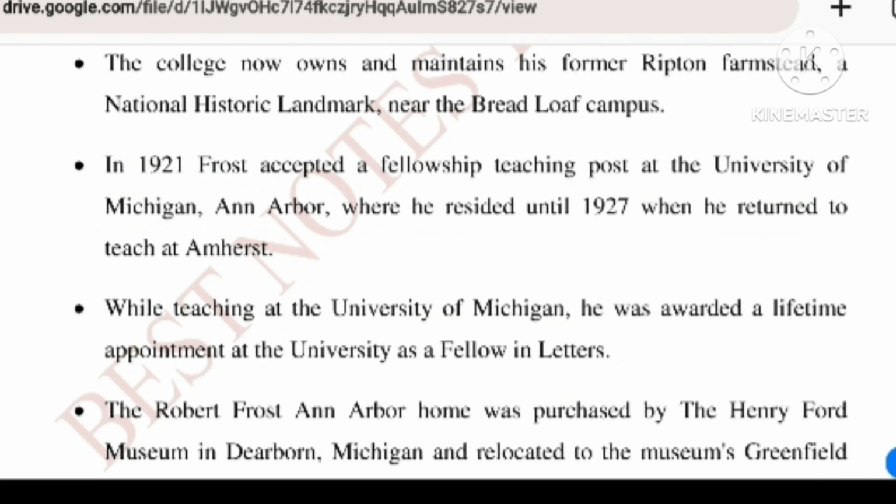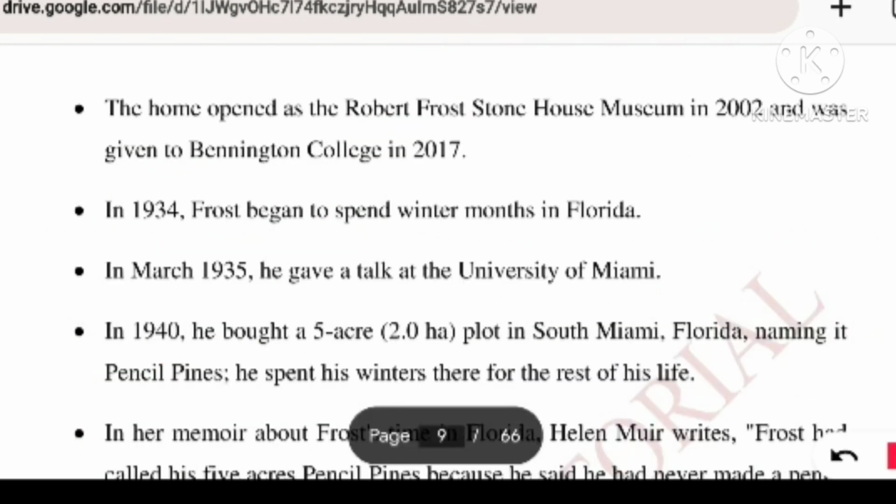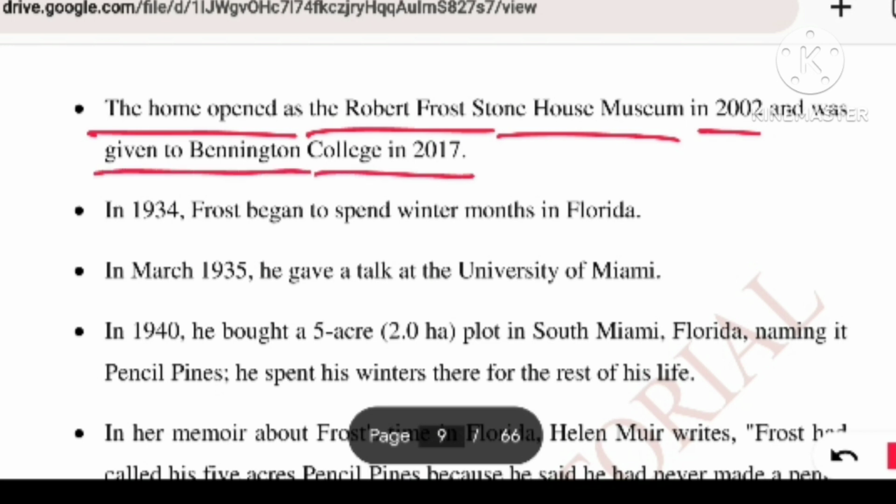Next, very important point is the home opened as the Robert Frost Stone House Museum in 2002 and was given to Bennington College in 2017. See, after his death, after so many years, his house was given to Bennington College, where he had spent his later life. That was turned into a college.